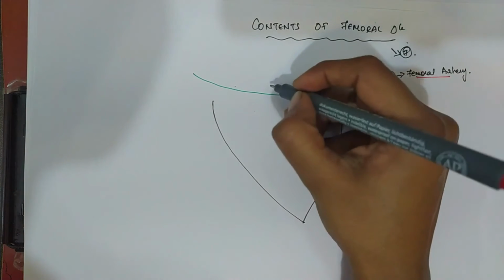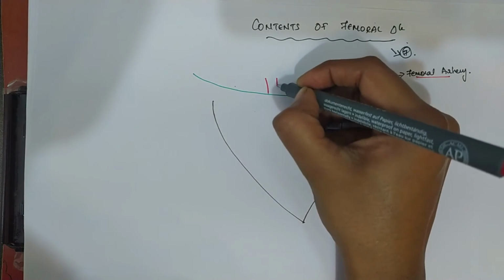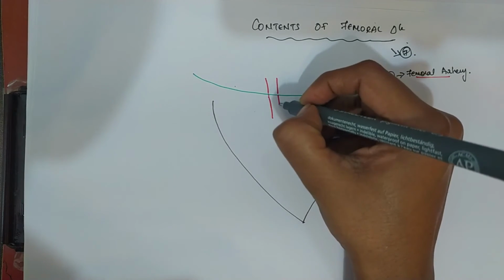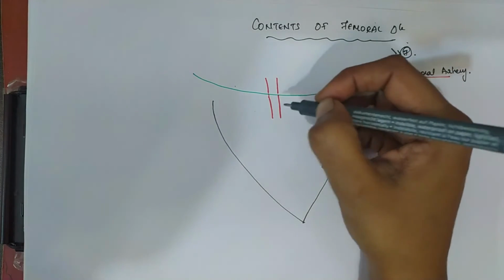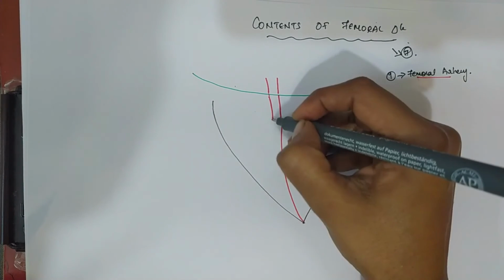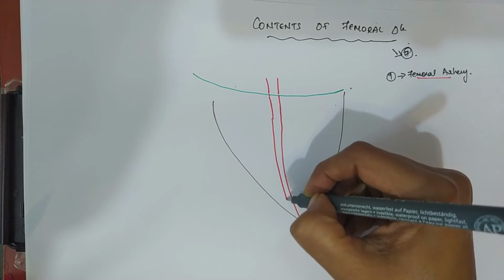The femoral artery is coming from the abdomen, going to pass behind the inguinal ligament, then reaching the femoral triangle. It has a straight course over here and it is going to reach near the apex of the femoral triangle.